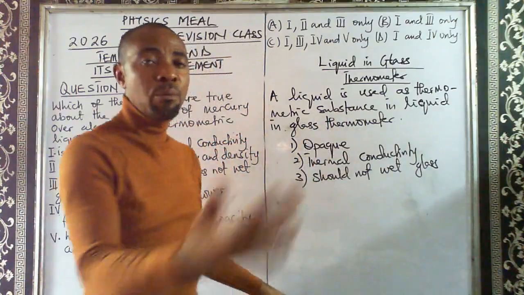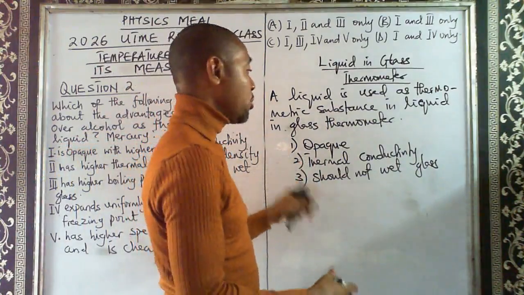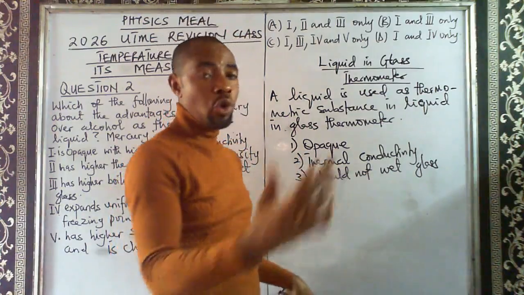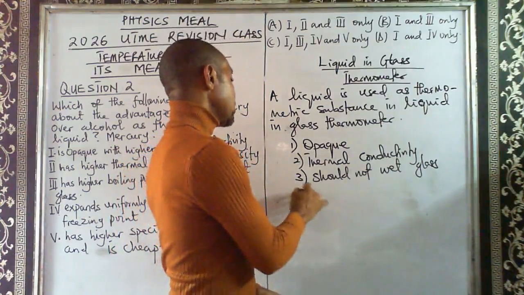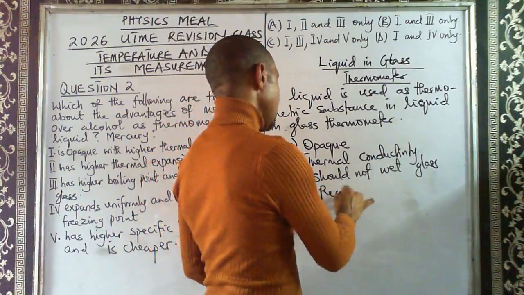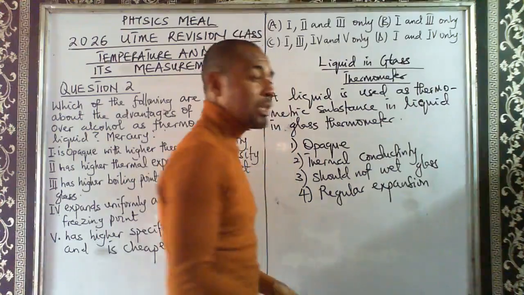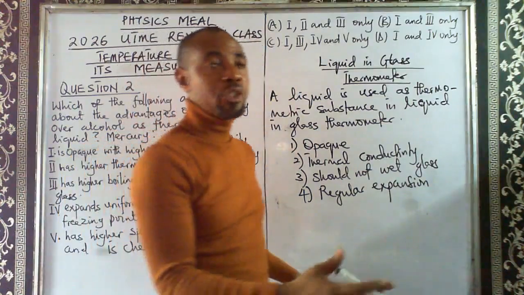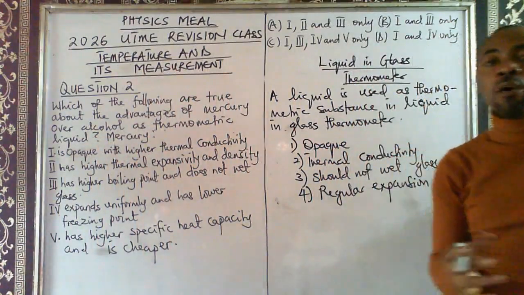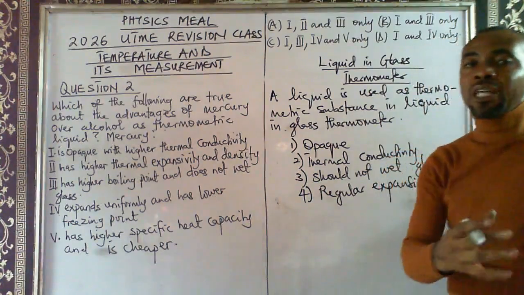So, properties of a thermometric liquid. One, it has to be opaque. Two, it must have a high thermal conductivity, meaning it must be able to conduct heat. Three, it should not wet glass. It should have regular expansion. It shouldn't behave like water. Water has an expansion we call the anomalous expansion of water. The expansion of water is anomalous, it's irregular, because we know that when you heat water from a temperature of 0 degrees to 4 degrees, water contracts.